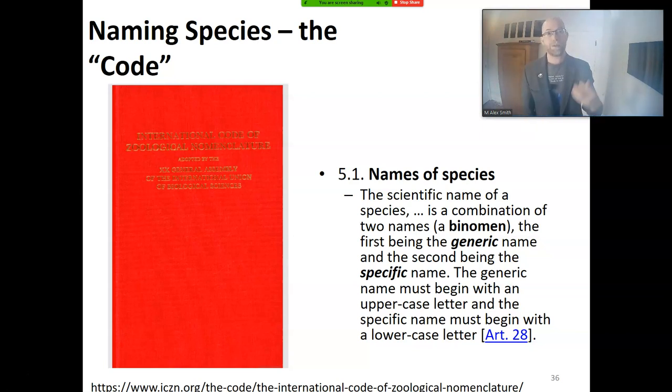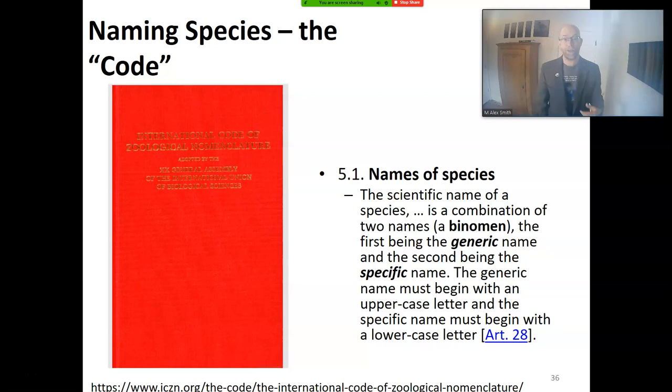This is for animals. I'm only going to talk about this one. And this is if you're looking to fall asleep at night, you could go and read this code. But a species name is essentially a combination, and you know this, but these rules are actually written out. So if you're going to write a new one, you have to know the rules. It's a combination of two names, or a binomen, or a binomial, a scientific binomial.